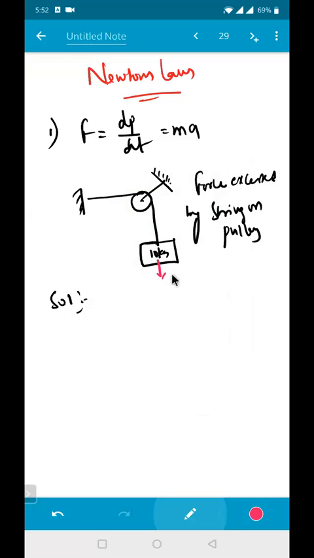So the force for this block is nothing but 10g in the downward direction. And here is a tension T. This is your tension T, and here also the tension T, equal and opposite direction. So here T will be equal to 10 into g. The g value is nothing but 10. Nothing is given, so this will be equal to 100 Newton.